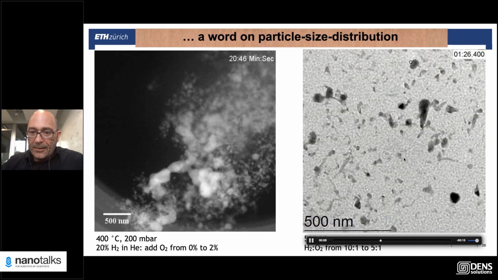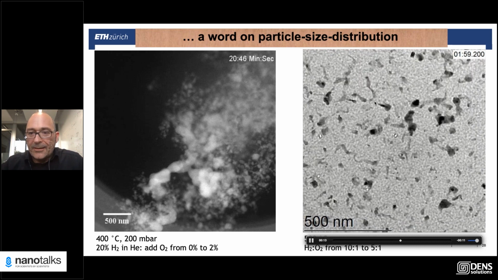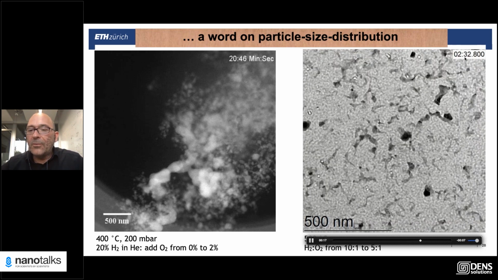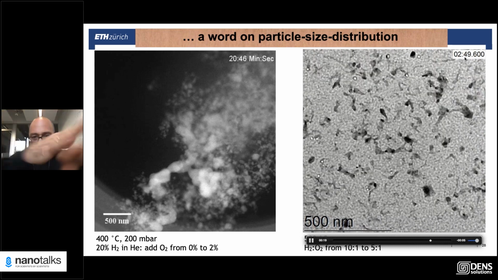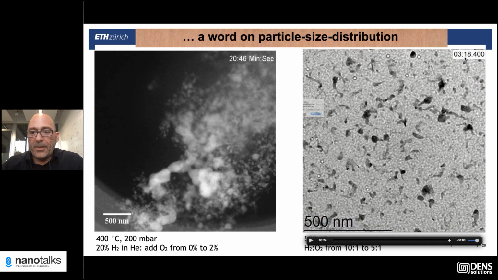I also see that the bigger particles have now fallen into pieces. You see more smaller particles, and you see amazing dynamics. The time is running here. This is seconds, so it's really, really fast dynamics. These particles are moving like living things on these silicon nitride membranes. So a lot of dynamics, and the size really is defined by the reaction conditions.